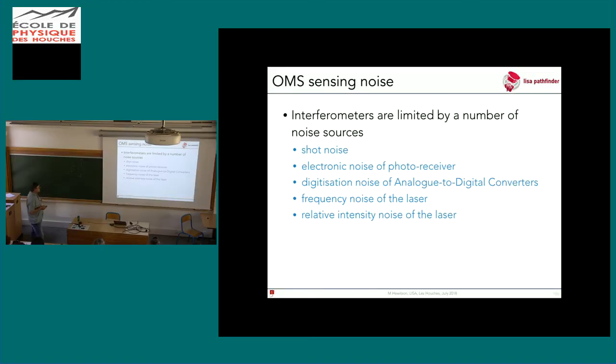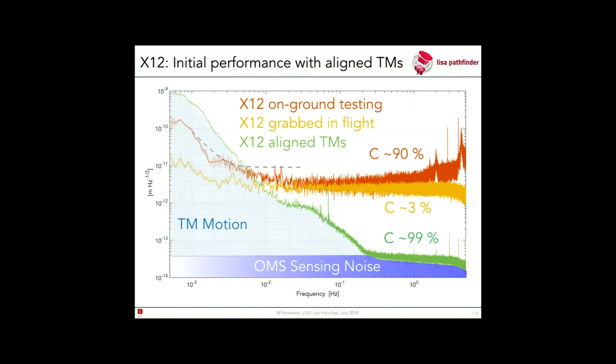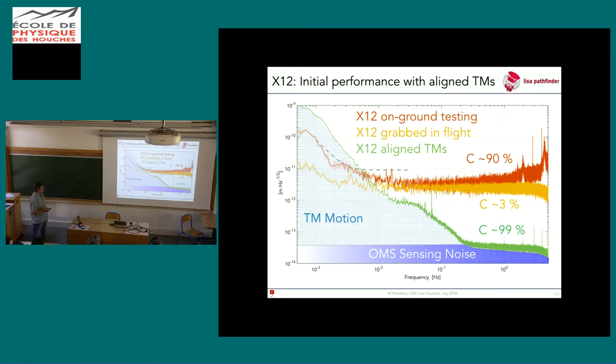So if you talk about OMS sensing noise, there are a number of things that play a role here. Things like the shot noise is in there, though for LISA Pathfinder it's very low because we have enough laser power. There's electronic noise of the photoreceivers that's important. There are things associated with analog to digital converters to make these phase measurements. There is some effect of frequency noise. We never get that perfectly away. And there is also effect due to the relative intensity noise of the laser, which can couple also to the phase measurement. However, even though we did all that, we managed in flight to do rather better than we were able to do on ground.